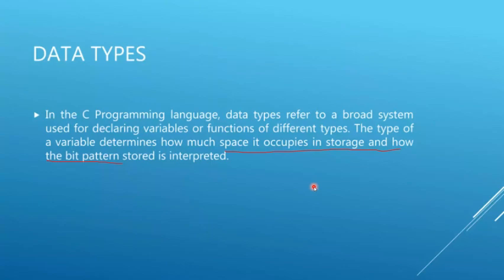Data types in C language are used to declare variables or functions of different types. These determine how much space a variable occupies in storage and how the bit pattern stored is interpreted. Once again, data types are used for declaring variables or functions.